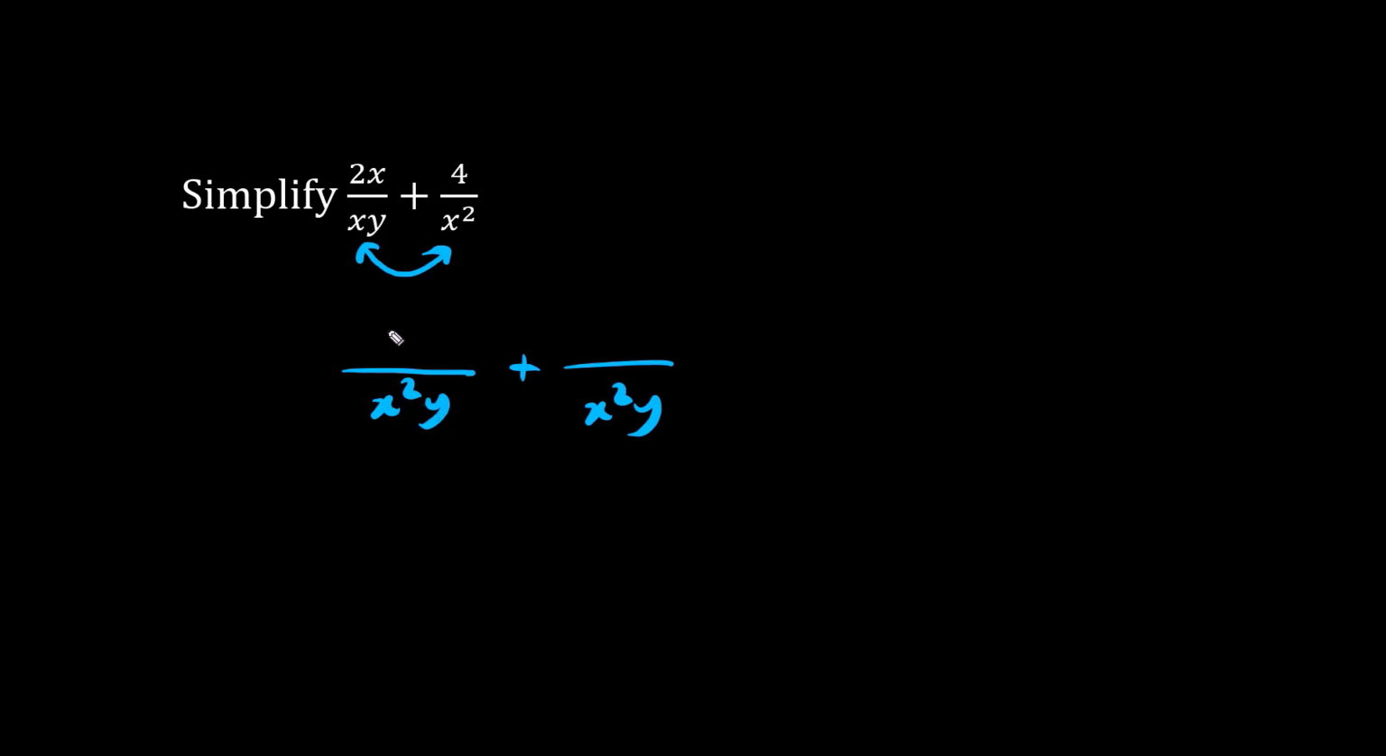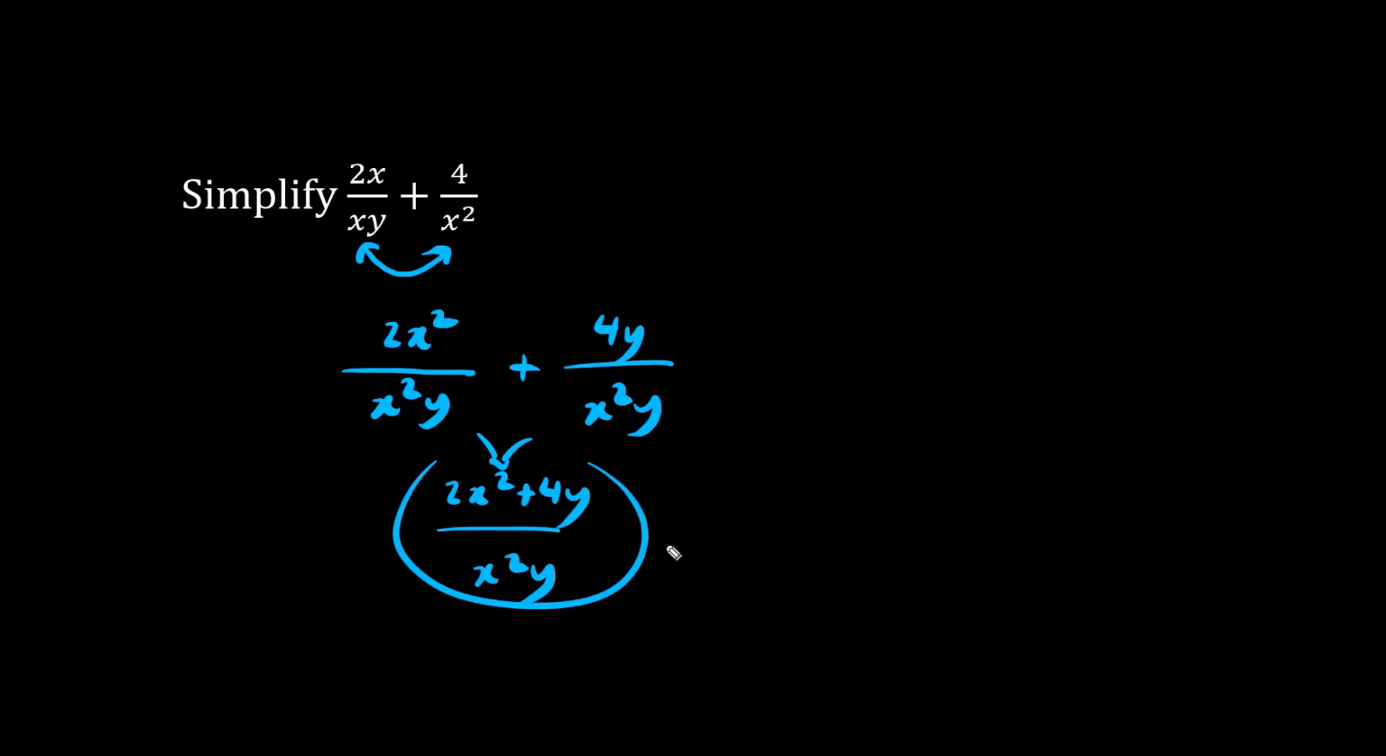And multiplying the top by x, we get 2x times x, which is 2x squared. As for the second term, we multiply top and bottom by y. So we have 4y over x squared y. And now we combine into a single term with the denominator x squared y. We have 2x squared plus 4y, and this here is our single term.